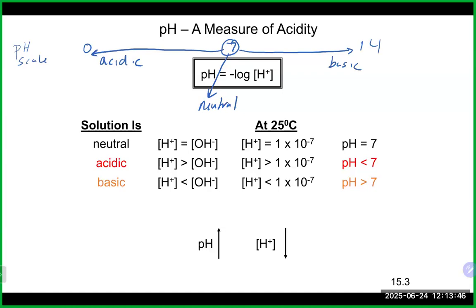Now, 7 is your middle point, if you will. As you go from 7 towards 14, you're becoming more basic. As you go from 7 to 0, you're becoming more acidic.